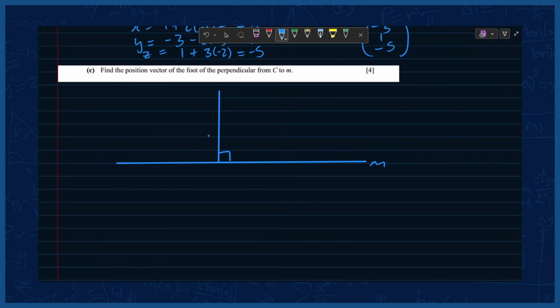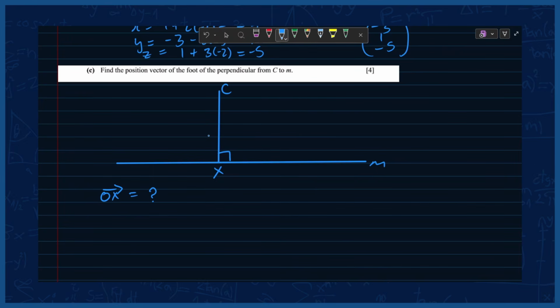And we've got a perpendicular. This perpendicular is from C, and it touches M at the foot. So I'm going to label this the point X. So we are required to find the position vector of the foot. So we're required to find what OX is.